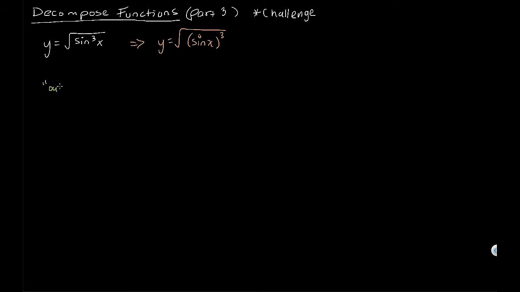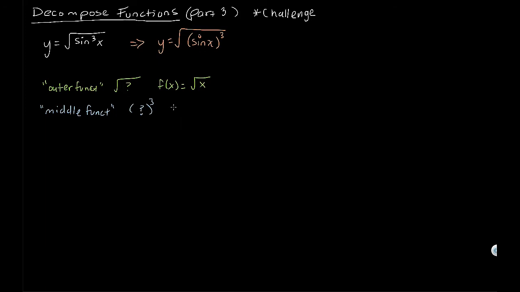So let's start with the outer function. So what is the outermost function? Hopefully you see it's a square root function. So let's call that one f of x. Now, we don't really have an innermost function because we have something to the power of 3. So let's call that the middle function. So the middle function is something to the power of 3.